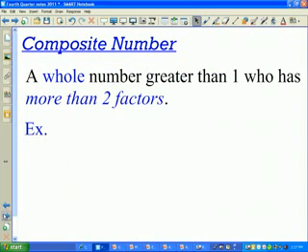So after prime, we talked about composite numbers. So a composite number is a whole number greater than 1 that has more than 2 factors. So we mentioned a few examples of this before.